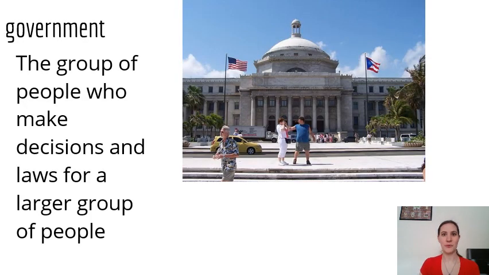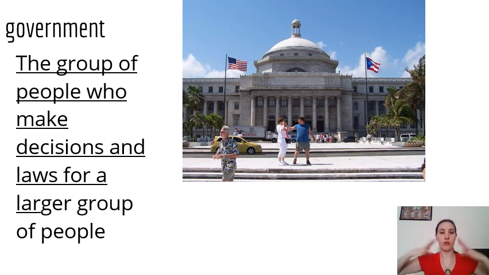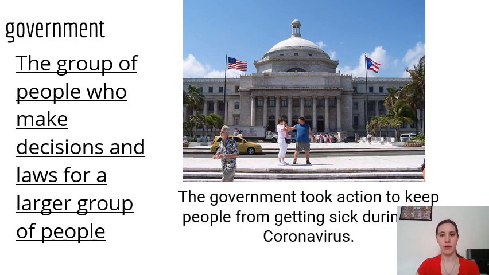The next word you need to know is government. Now, this one's a little bit longer of a definition, so hang in there with me, okay? I'll read it through with the underlines and then I'll read it through again, all right? A government is the group of people who make decisions and laws for a larger group of people. The government took action to keep people from getting sick during the coronavirus.